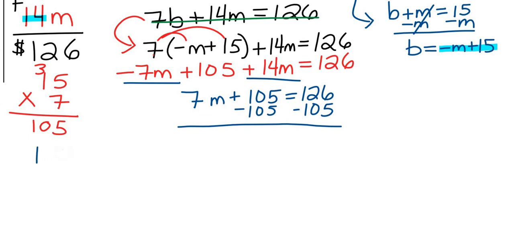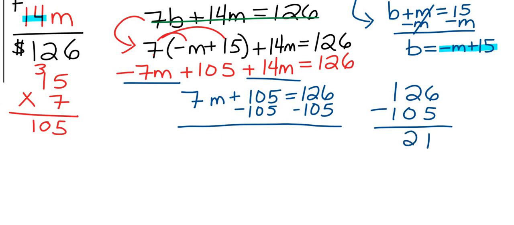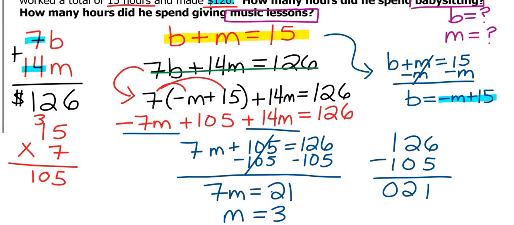Now I'm going to do 126 on the other side here. Okay. 126 minus 105. 5 minus 6 is 1. 0 subtracted from 2 is 2. 1 subtracted from 1 is 0. So it's 21. 7M equals 21. Divide both sides by 7. So M is equal to 3. So that means he spent 3 hours giving music lessons. Remember, M stands for the number of hours giving music lessons. All right, so we have our first ask.